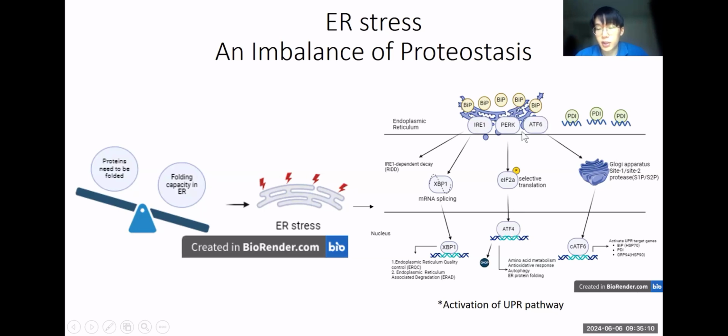And ATF6 is the last main branch of the UPR pathway. In the endoplasmic reticulum, it will be sent to the Golgi apparatus and be cleaved, and once it is cleaved, it will go downstream into the nucleus and generate increased synthesis of more ER-related chaperones or proteins, which aim to help increase protein folding within the ER. And PDI is a chaperone around the endoplasmic reticulum that does disulfide bond formation of the protein to make them form into 3D structures. So PDI is actually a good thing.